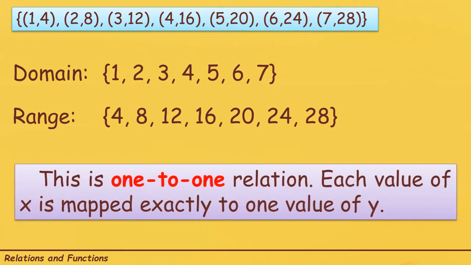This is one-to-one relation. Each value of x is mapped exactly to one value of y. So ito yung ating pangalawang kind of relation. Kung kanina dun sa blood relation is many to one, ngayon naman sa daily waste ay one to one. Okay, bakit 1 to 1? Kasi bawat isang x may katumbas siyang isang value ng y.